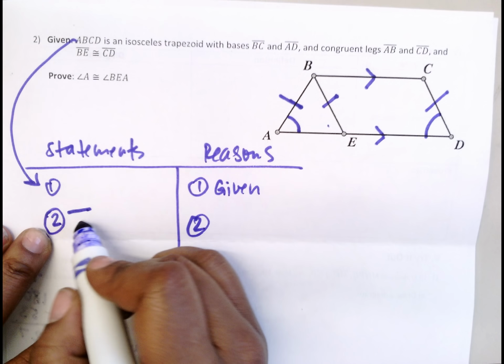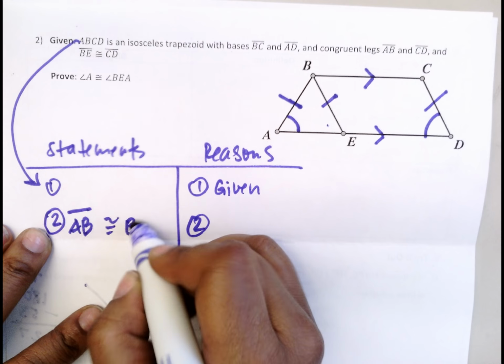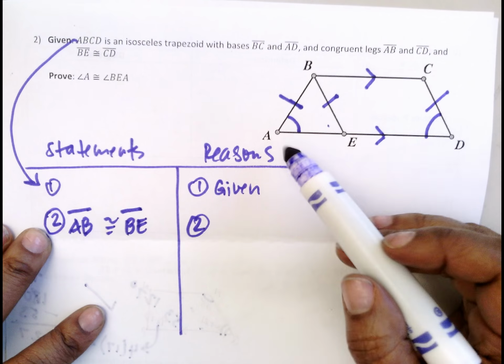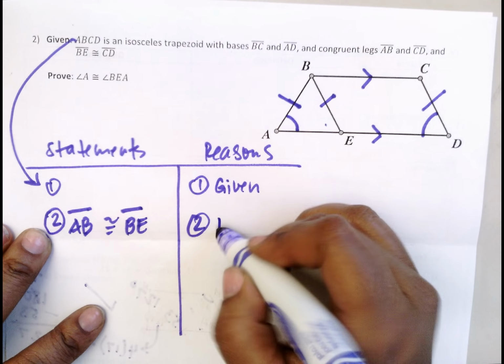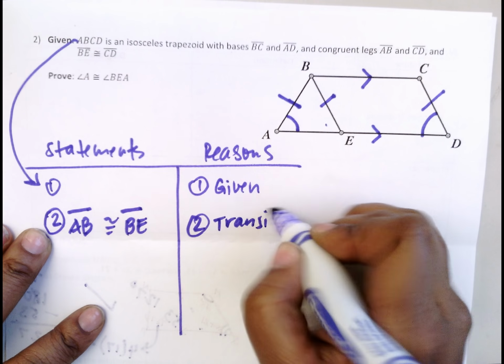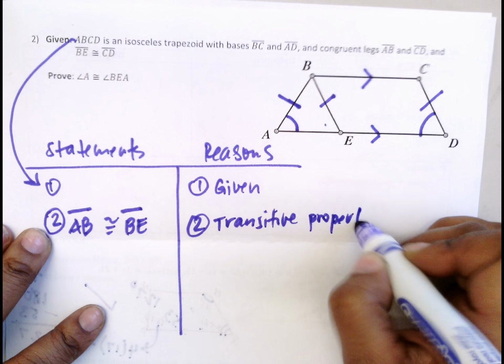Segment AB is congruent to segment BE. AB is congruent to BE. Why is that? The transitive property of congruence.